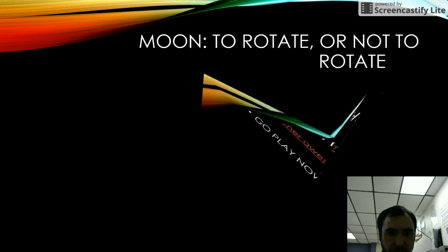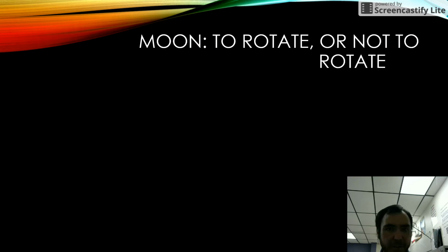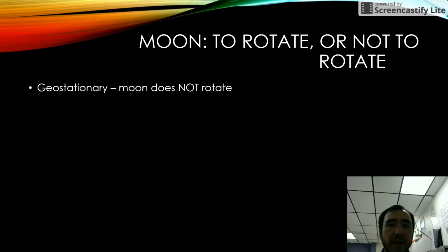All right, the moon, to rotate or to not rotate. As a matter of fact, the moon is a geostationary celestial object, meaning the moon does not rotate. So the side of the moon that you always see is the side of the moon that you will always see.